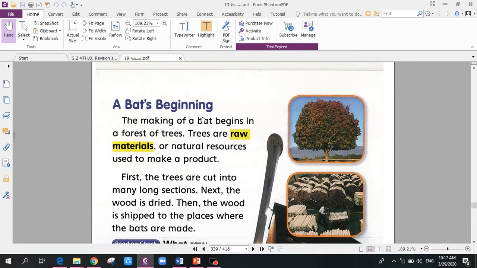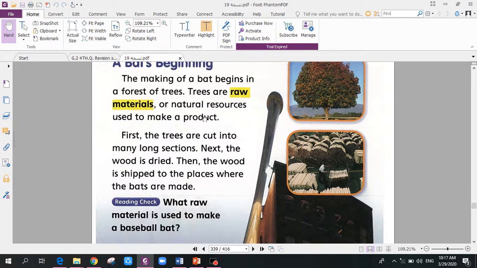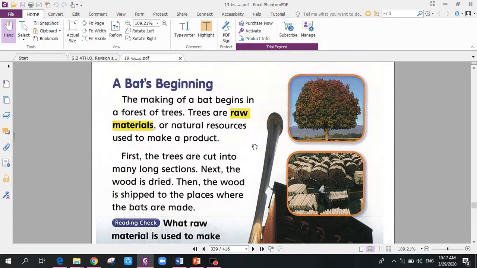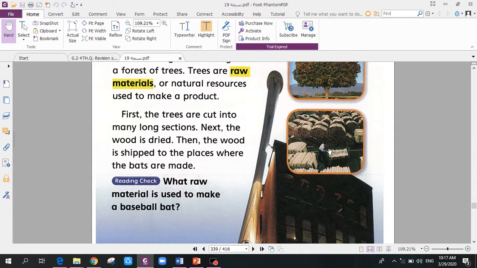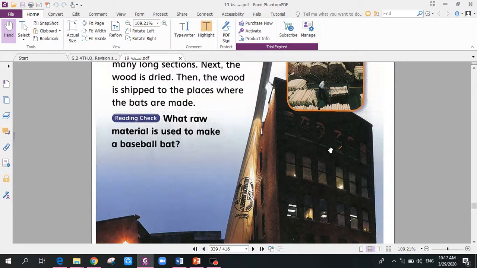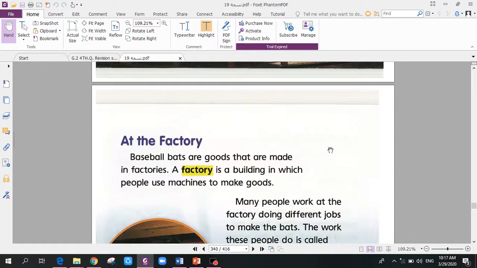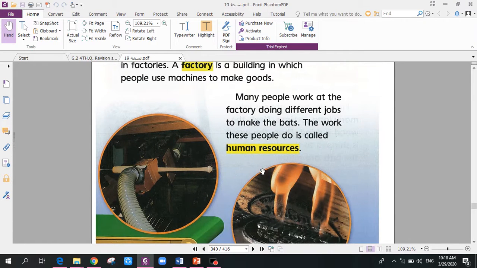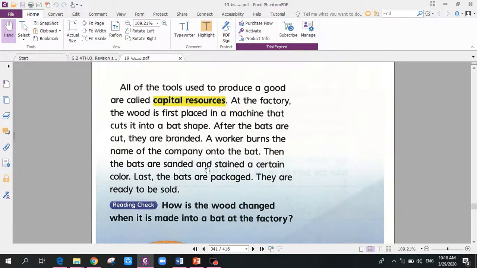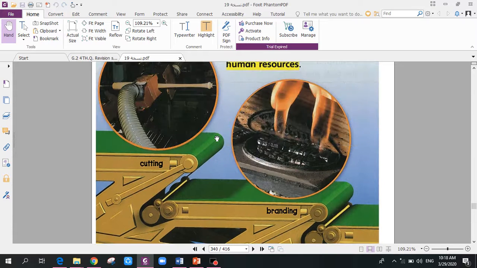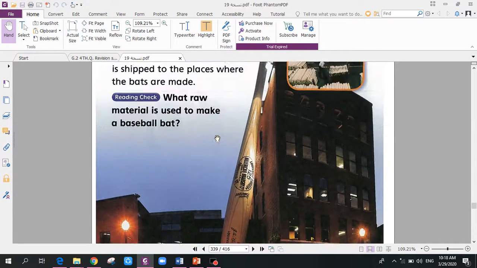Okay, here it is going to talk about a bat's beginning, the raw materials. Okay, the tree, how they shipped the trees, the logs, to the factories, and then here it will talk about the factory and about the human resources and about the capital resources. Okay, read it. It's a very nice lesson, an easy one. Hope you enjoy it.